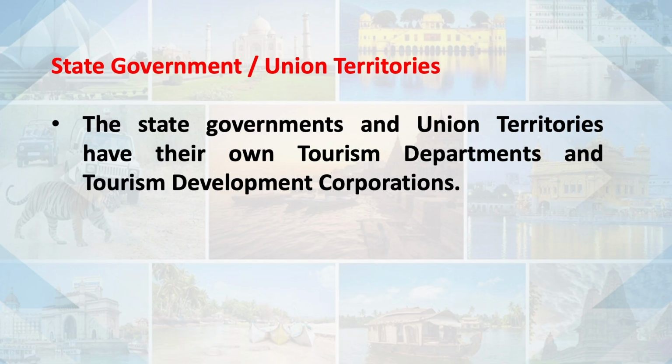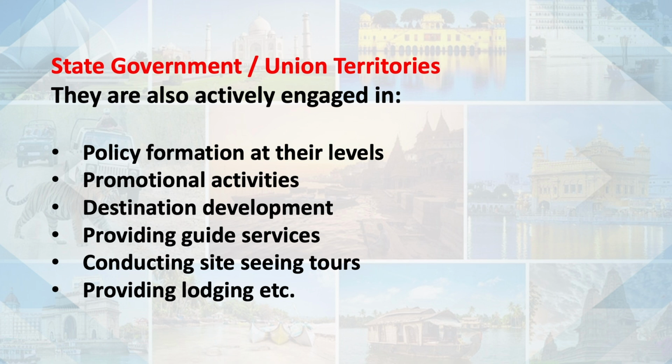So other than this central government, we have the state governments or union territories. The state governments and union territories have their own tourism departments and tourism development corporations. For example, Maharashtra Tourism Development Corporation, and JKTDC, Jammu and Kashmir Tourism Development Corporation. These are at the state level, and they are also actively engaged in policy formation at their level, then promotional activities, destination development, providing guide services, conducting sightseeing tours, providing lodging, etc.